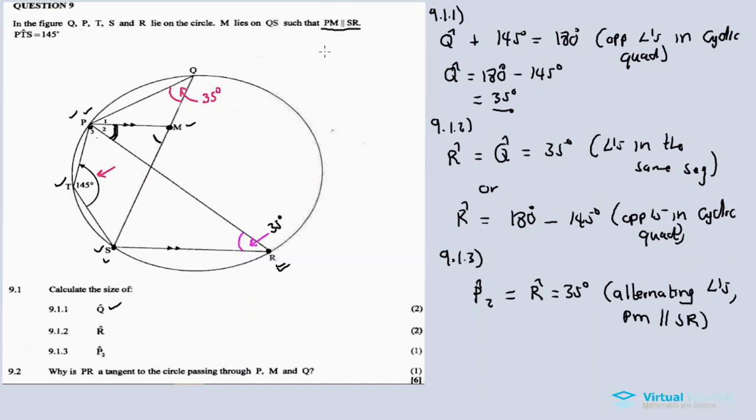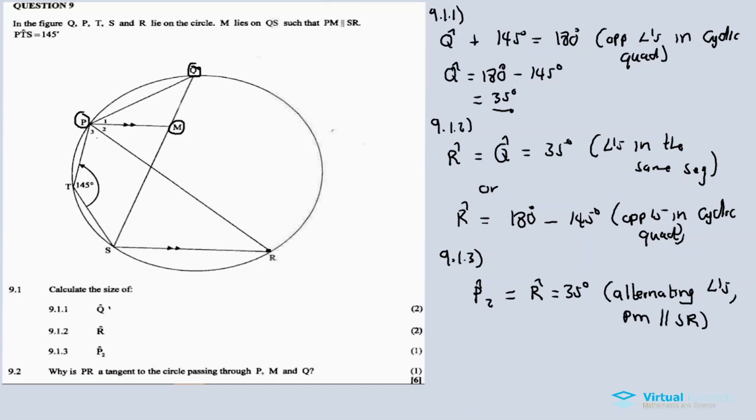9.2, the last question. Why is PR a tangent to the circle passing through P, M, and Q? Okay, let me erase here so that I can have a clean sketch, so that this is what we understand they want in 9.2.